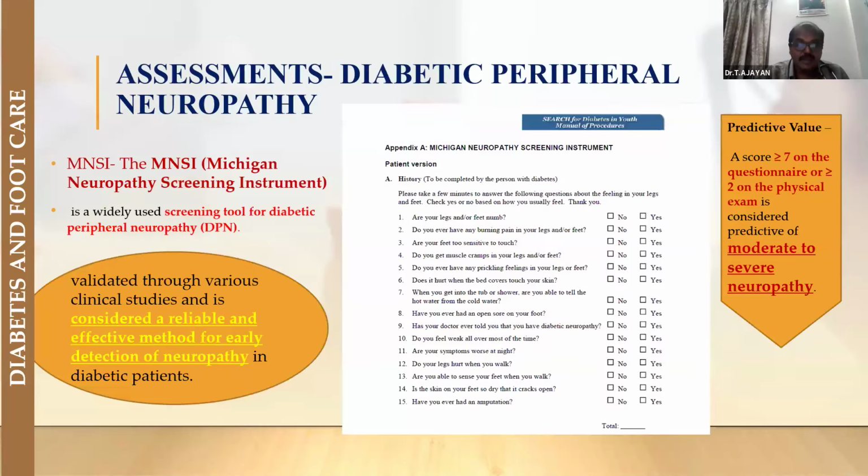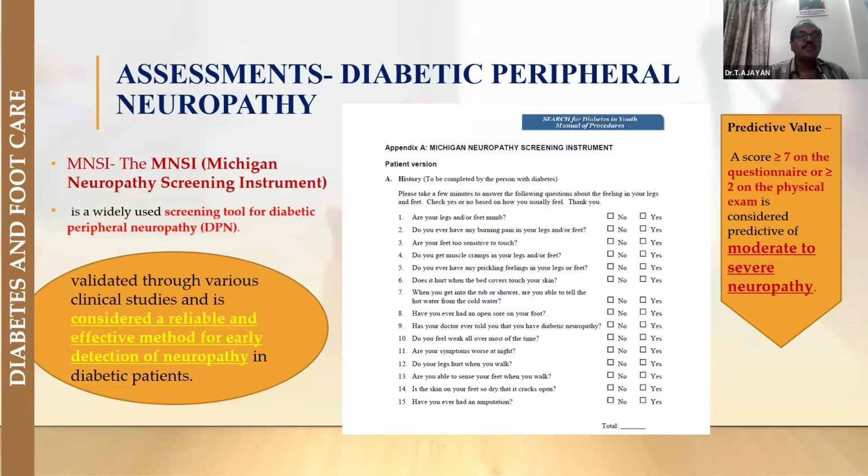Then for the researchers as well as for the doctors, to assess whether the patient has improved or not, for the assessment of diabetic peripheral neuropathy, this tool is used. This is a validated tool. Various clinical studies use this tool. It's considered a reliable and effective method for early detection of neuropathy. There are around 15 questions there.